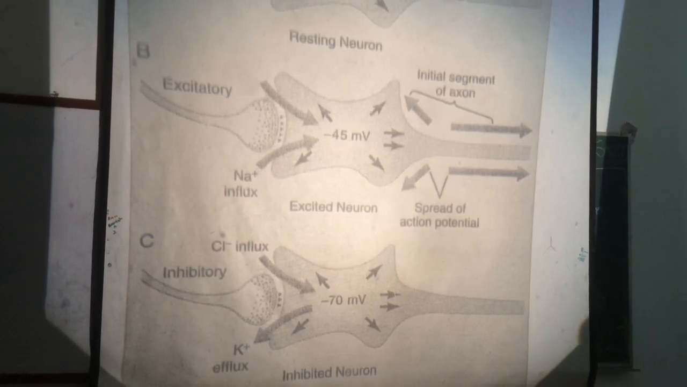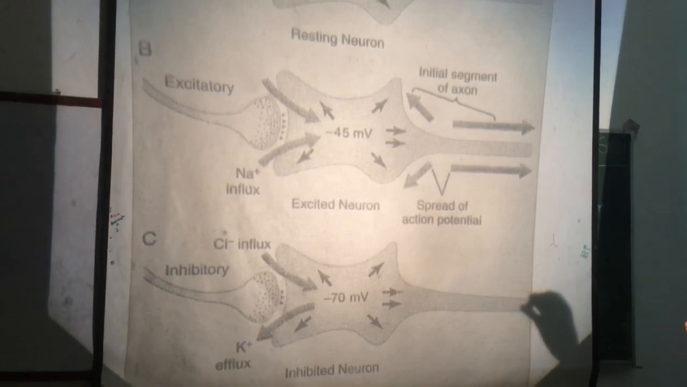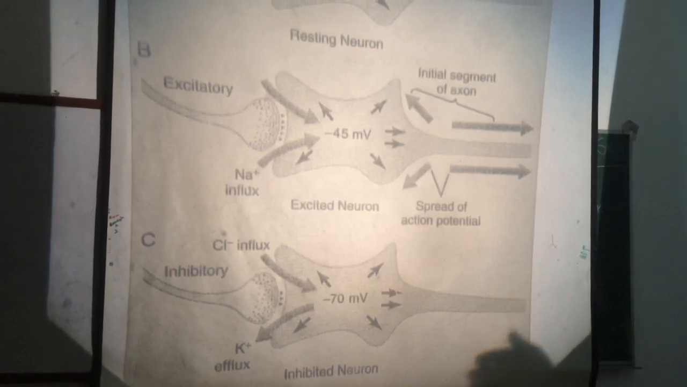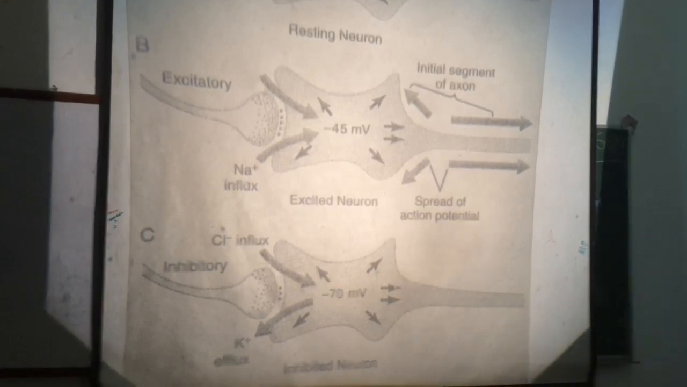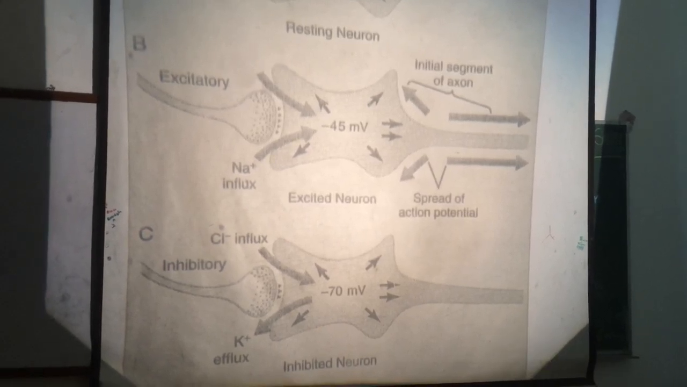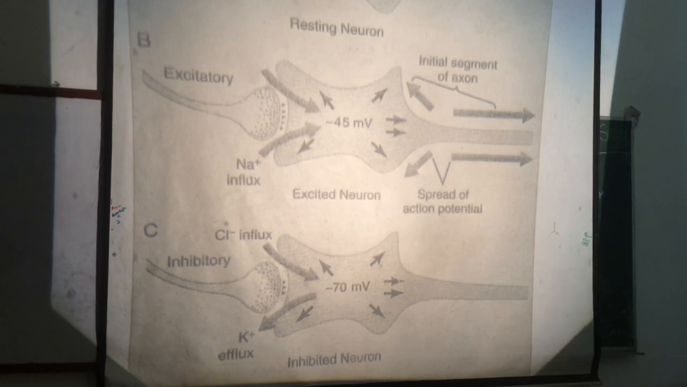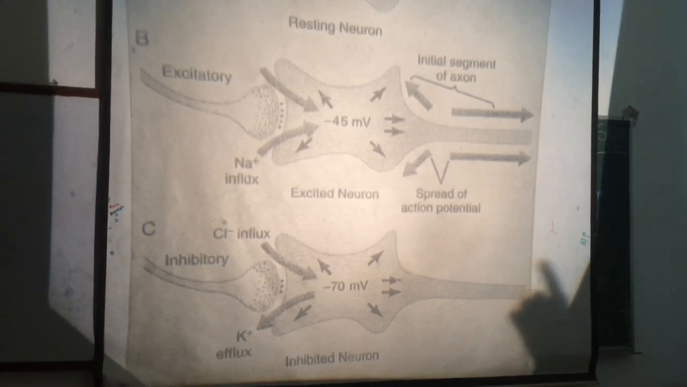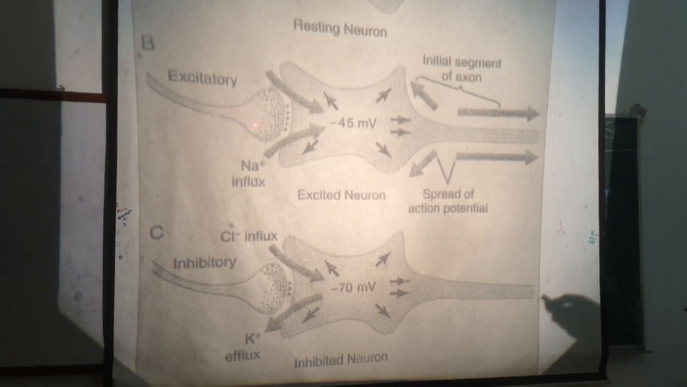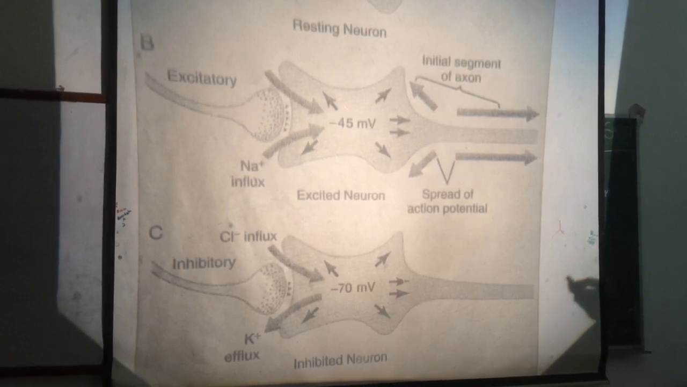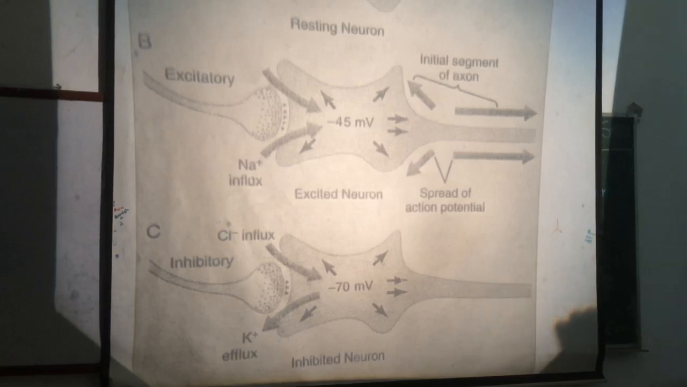The second property is the principle of forward conduction. That is, nerve impulse is always conducted from synaptic knob or presynaptic terminals to the postsynaptic or subsequent neurons, not in the reverse direction. This is the principle of forward conduction.